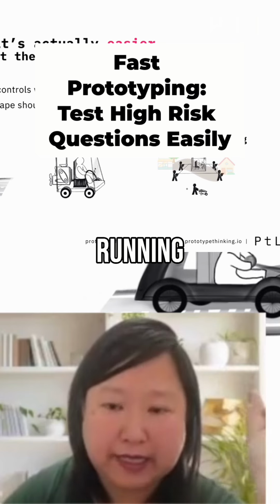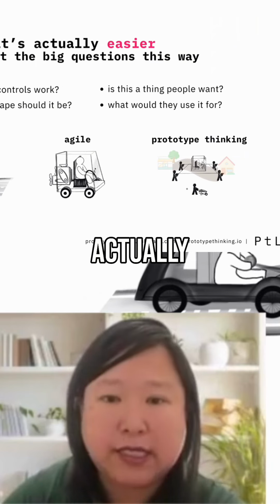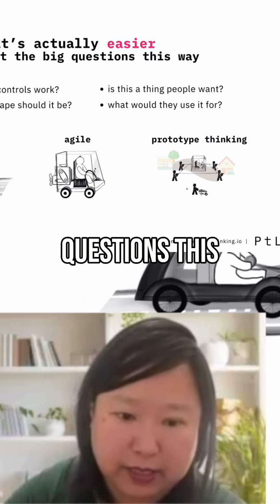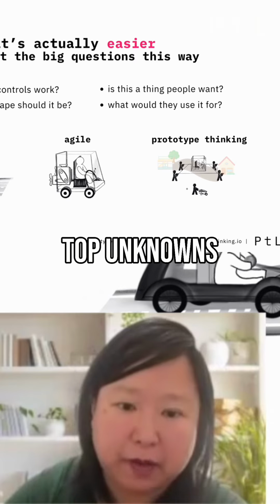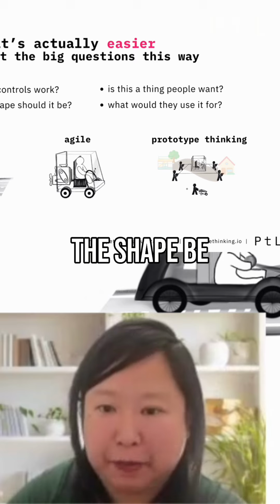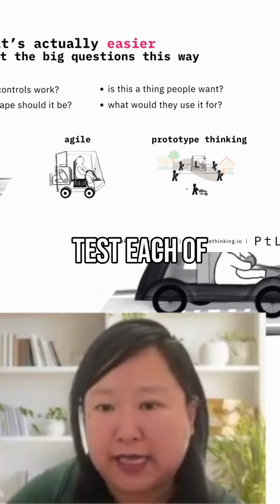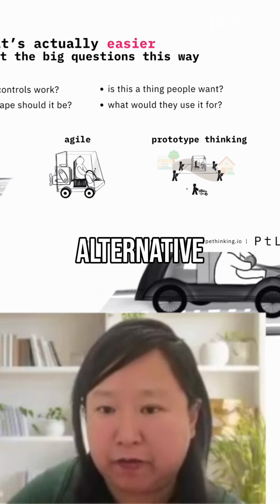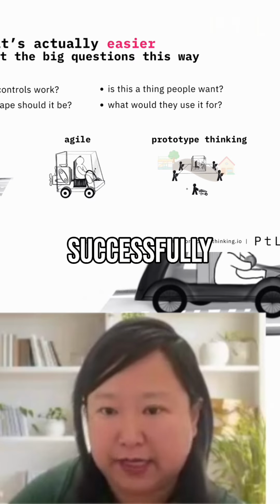Important thing about running a test like this is that it's actually easier to test the really big questions this way. So I just pulled a few of the top unknowns that we talked about with a car, like controls, use case, what should the shape be? And if you think about how you would test each of these questions in these alternative modes, you would still need everything to be successfully hooked up.